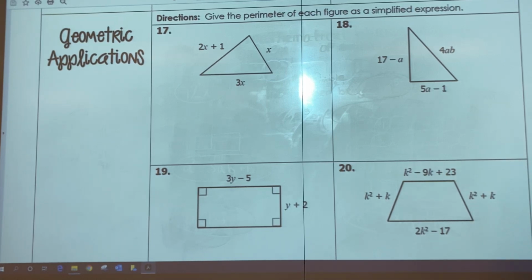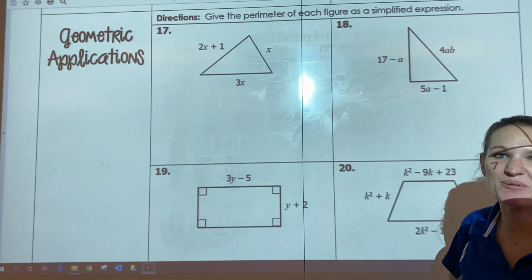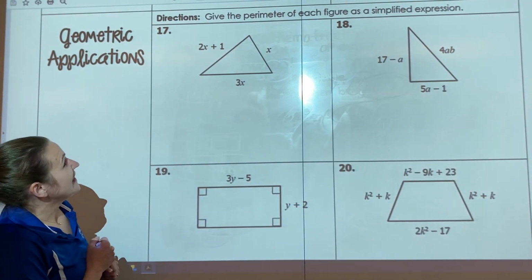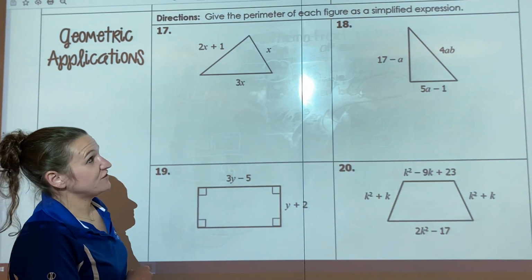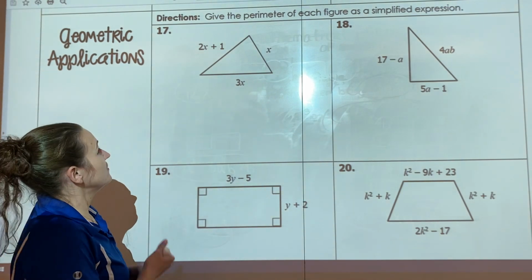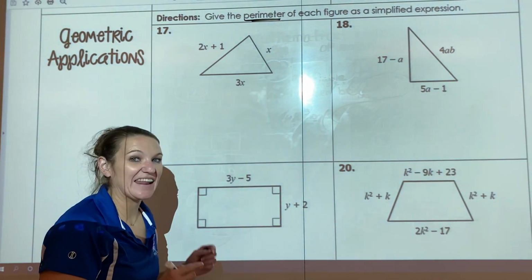We are combining like terms, and we're going to be doing this with geometric applications. So let's see what the directions say first. Give the perimeter of each figure as a simplified expression. Okay, perimeter, that's important. We find the perimeter by adding all sides.